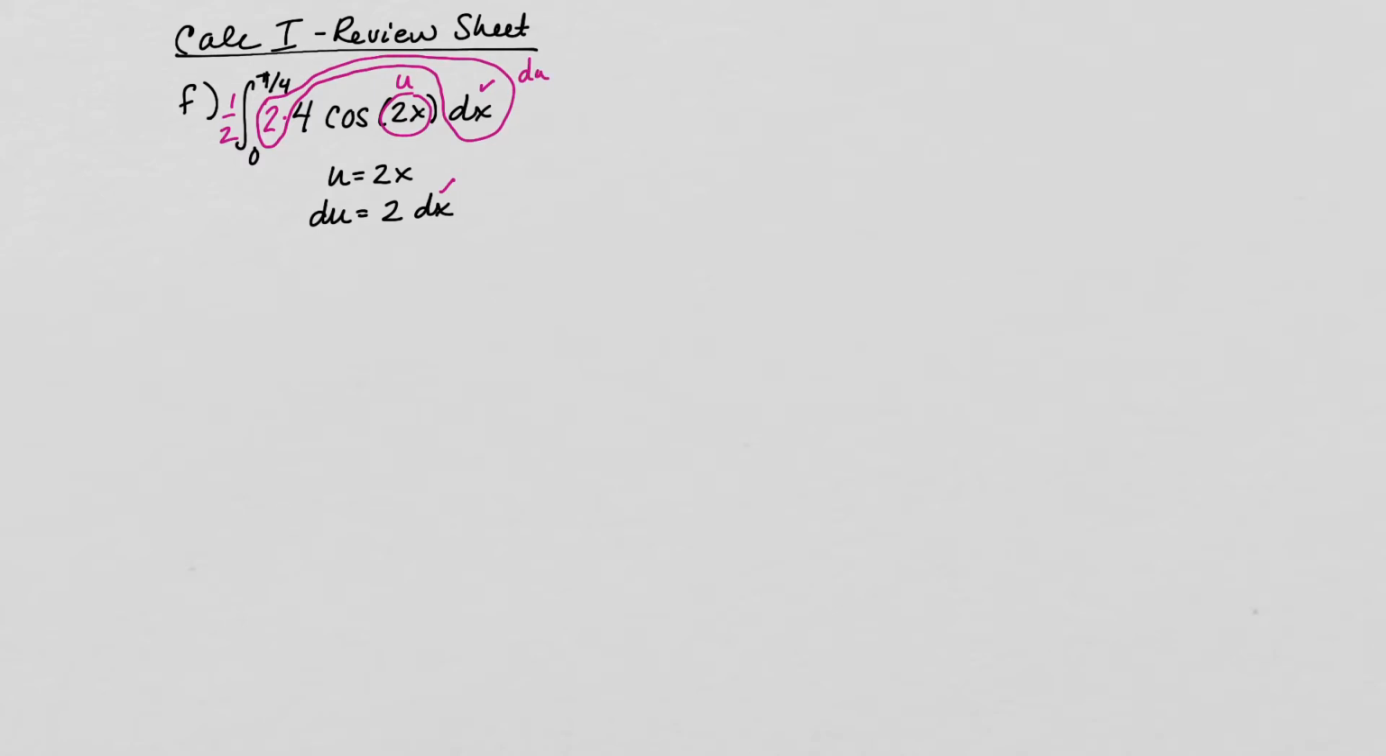And then the other thing I'm going to do is change my limits. So when x is equal to pi over 4, u is equal to 2 times pi over 4, or pi over 2. And when x is equal to 0, u is equal to 2 times 0, or 0. So questions on any of that so far?